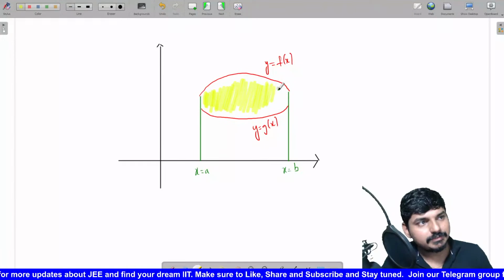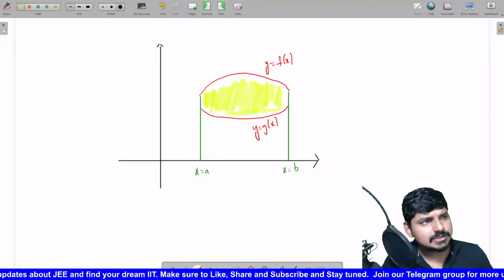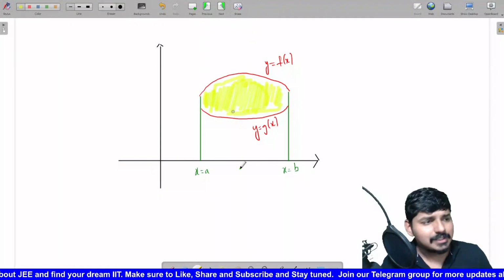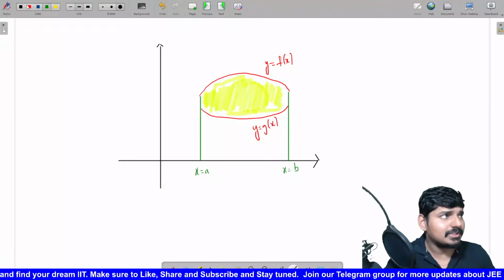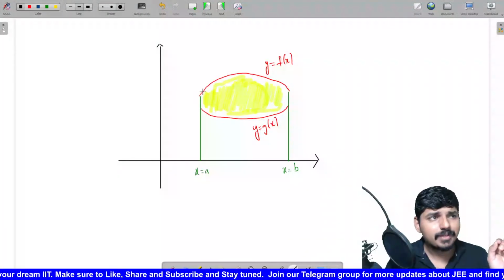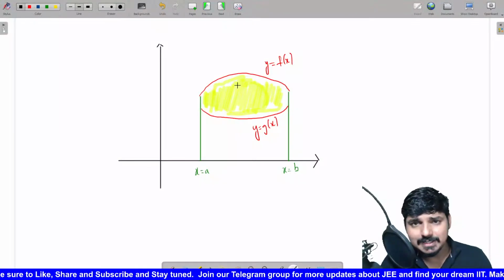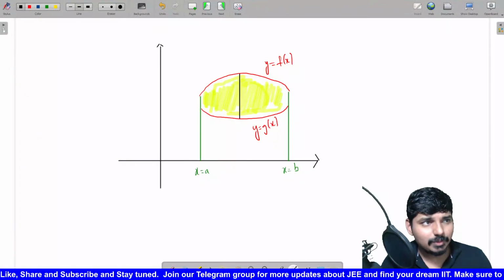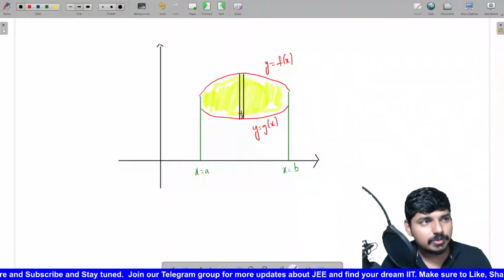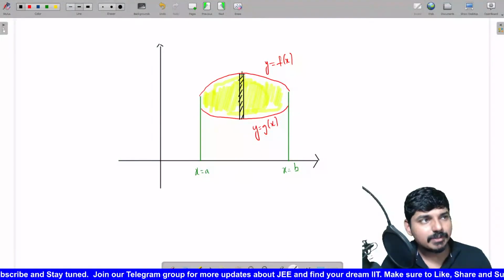That simply means we need to figure out what this entire area is going to be. Now, how do we do that, everyone? First things first, you need to decide which strip you are going to use. In this case, to find the area bounded between the two curves, I'm going to go with the vertical strip, everyone.